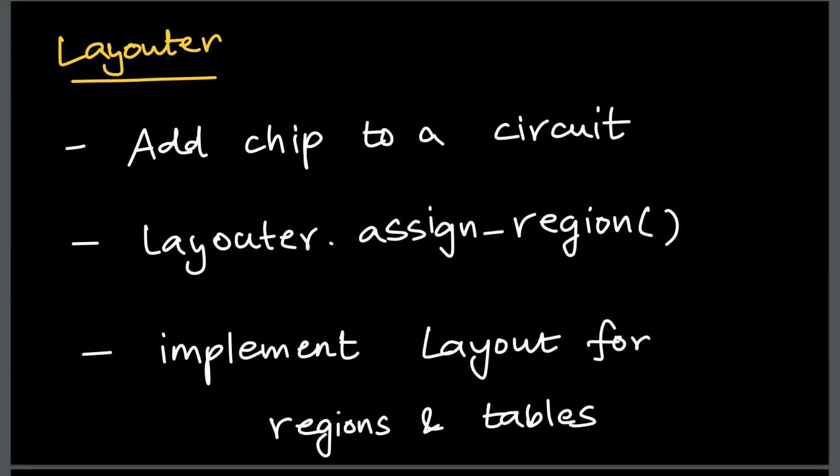You then have a layouter. Once you have a chip, which is like a function, you would need a layouter to add the chip to the circuit and assign the values which come out of a chip onto the table. The assign region method is the most common way of assigning regions. It's kind of the only way to assign regions onto the Halo 2 table, and the layouter is the one responsible for creating the shapes, the layouts and the assignments.